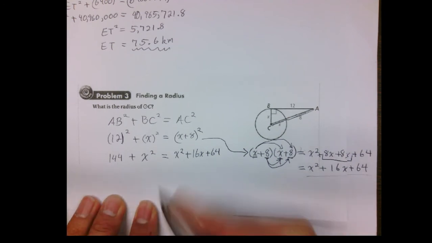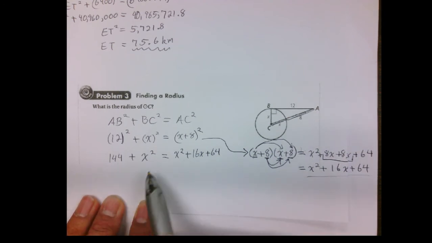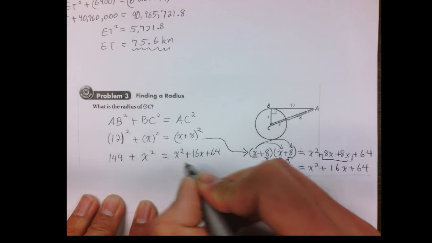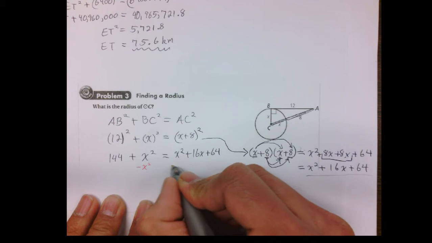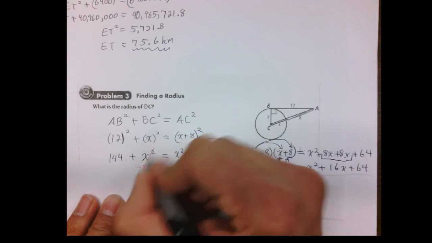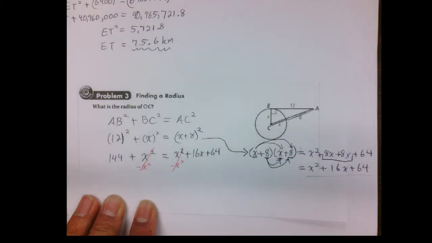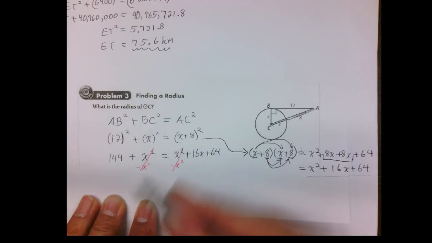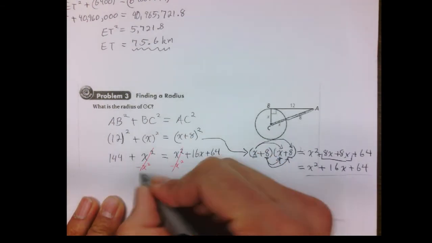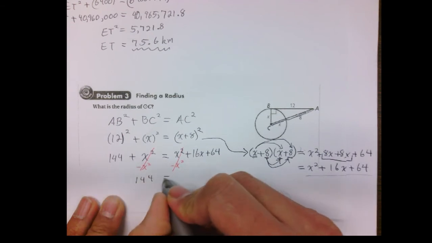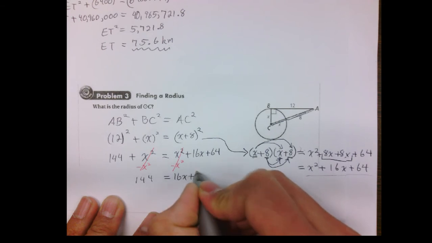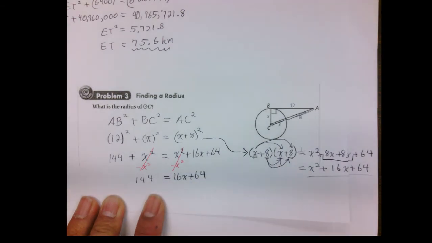But you might be freaking out because you're wondering, what? How do we solve x squared? Well, here we go. Don't worry. Especially in this problem particularly, you don't have to worry, because if we subtract x squared from both sides, ooh, bye-bye, x squared. No more x squared, so that's gone. So it's 144 on that side equals 16x plus 64 on that side, and then we just solve.